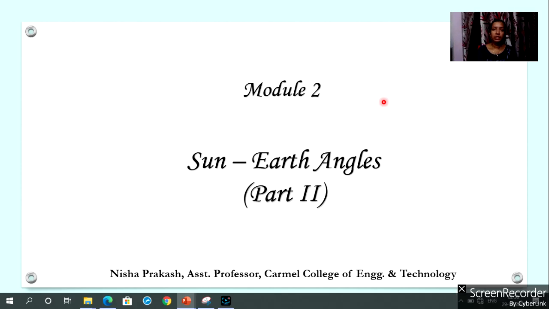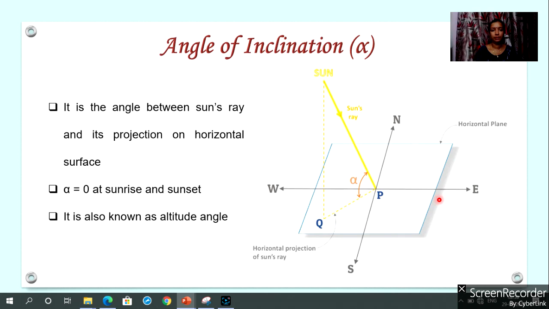In the previous lecture, we have discussed some of the Sun-Earth angles. So let us discuss the remaining angles in this lecture. First one is the angle of inclination alpha. Consider a horizontal surface on the Earth surface.